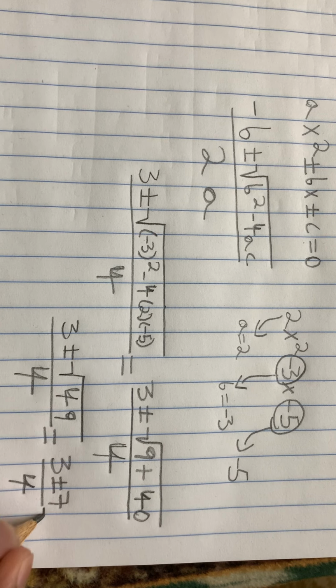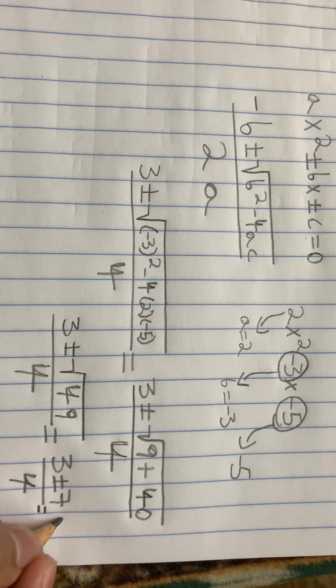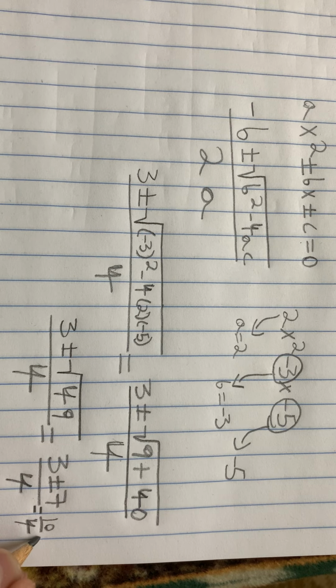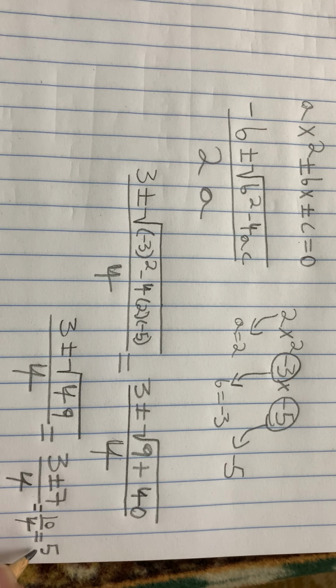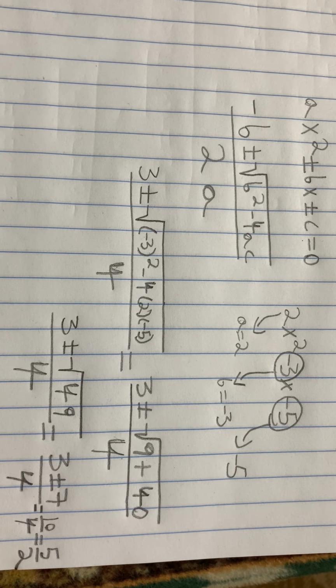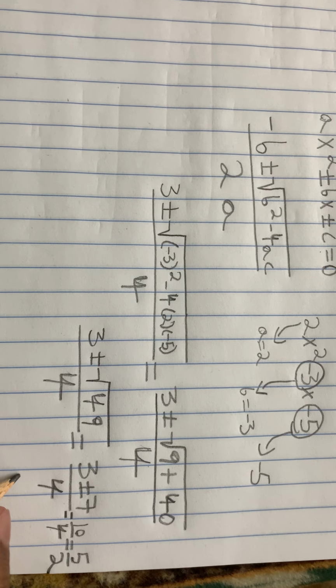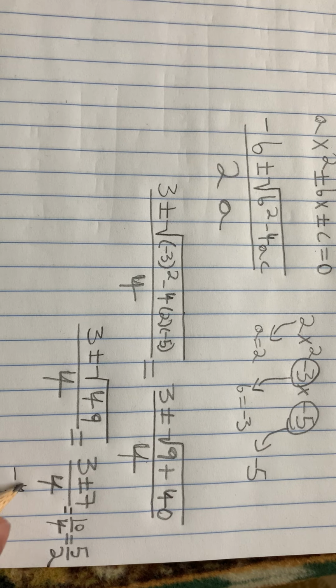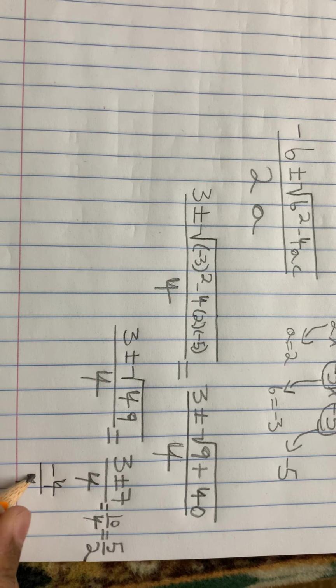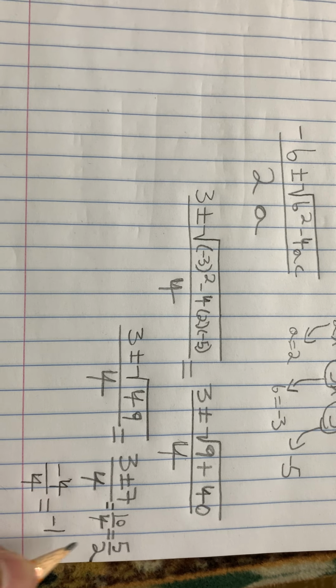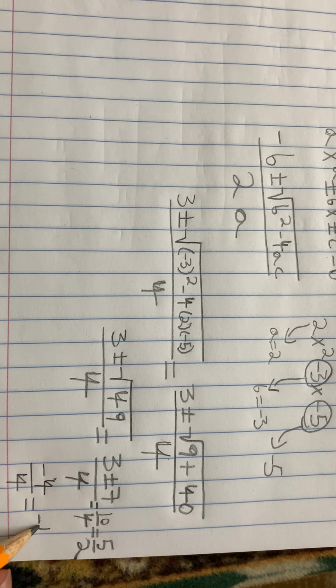First, let's do addition. So 3 plus 7 equals 10 divided by 4 would be 10 over 4. Simplify that, that'll be 5 over 2. The second solution will be 3 minus 7 over 4. 3 minus 7 is negative 4 over 4, which would equal negative 1. So those are our two solutions.